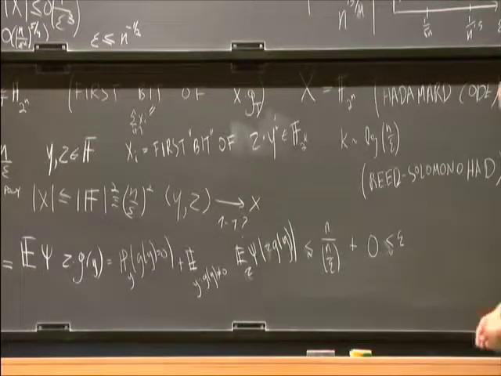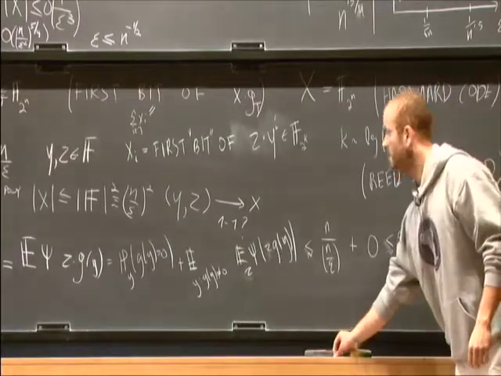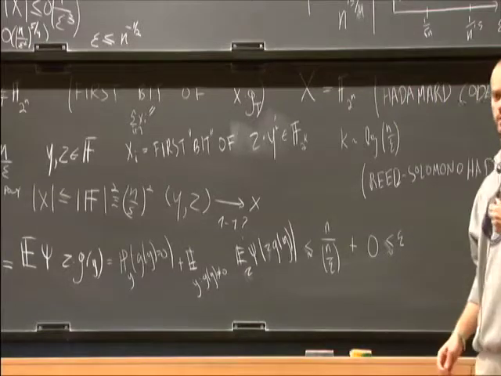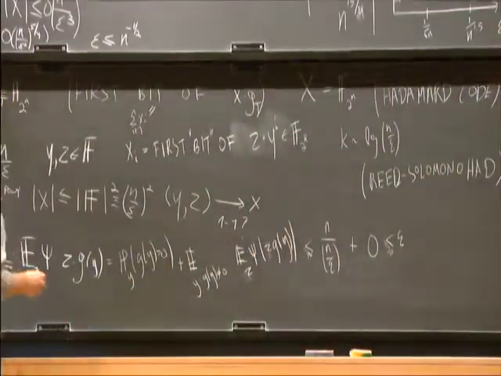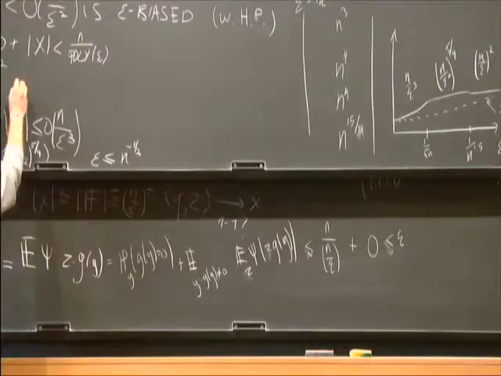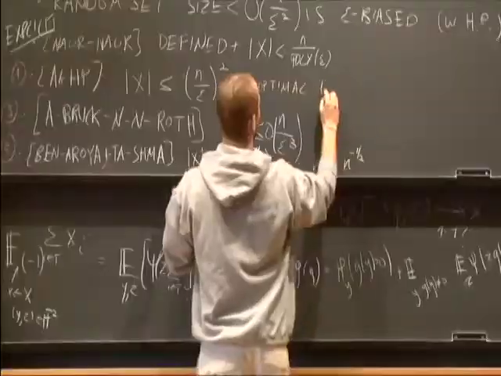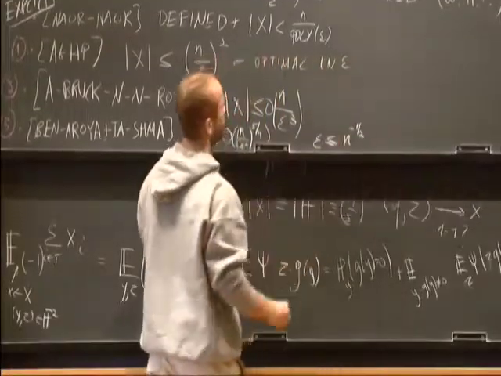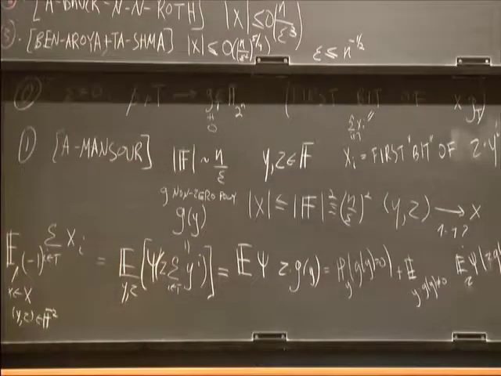And so this is one point. A second point, which is a very good thing about the first construction, is that it's optimal as a function of epsilon. So this construction is optimal in epsilon. So this is another good point about this construction.